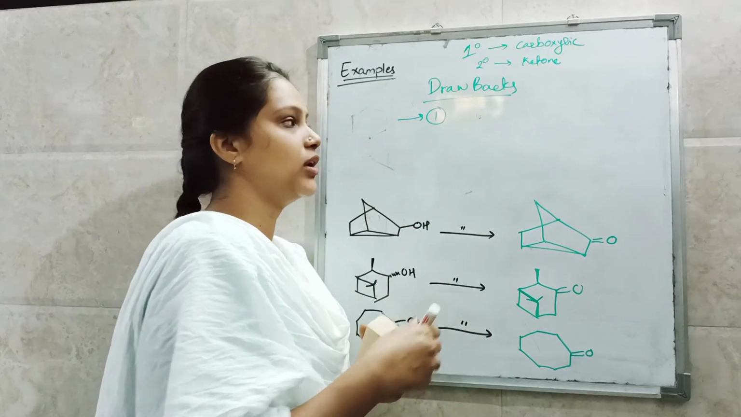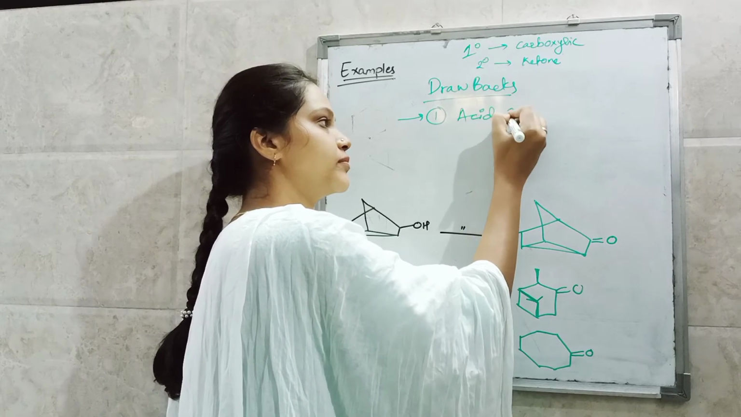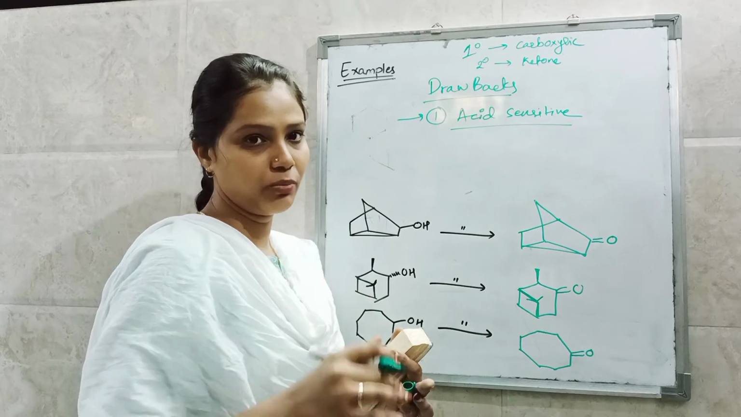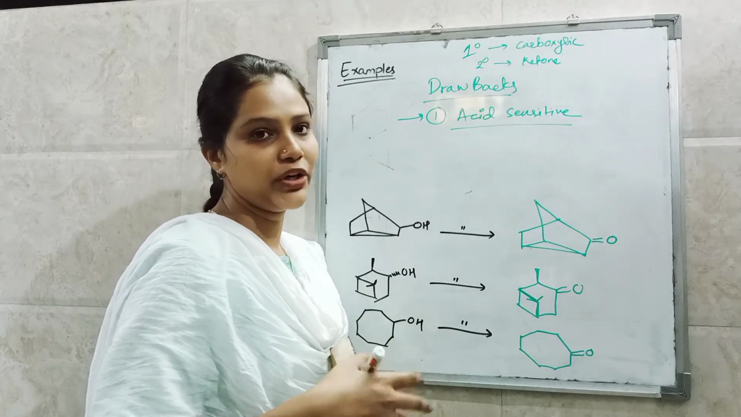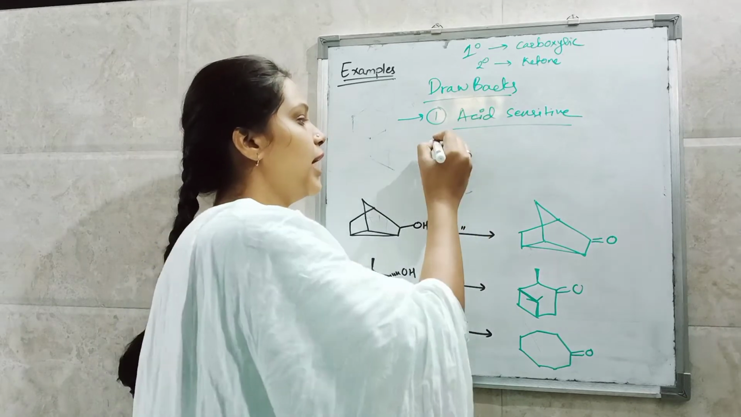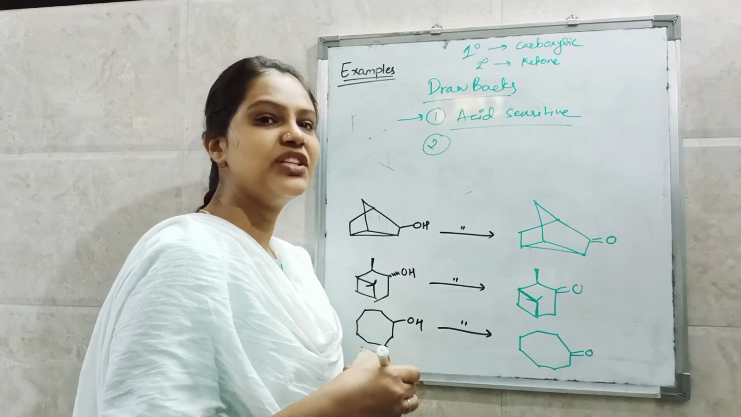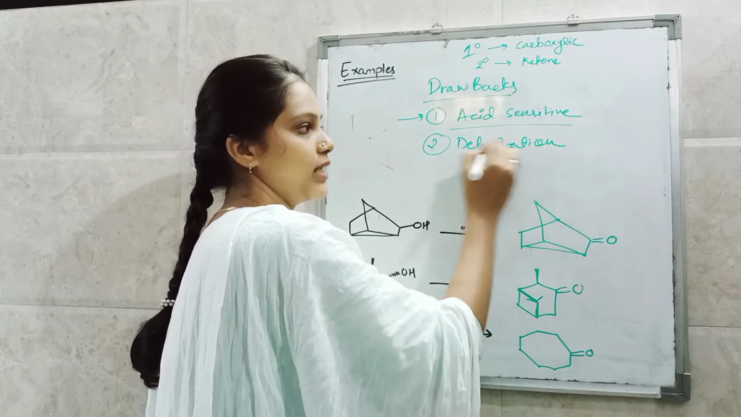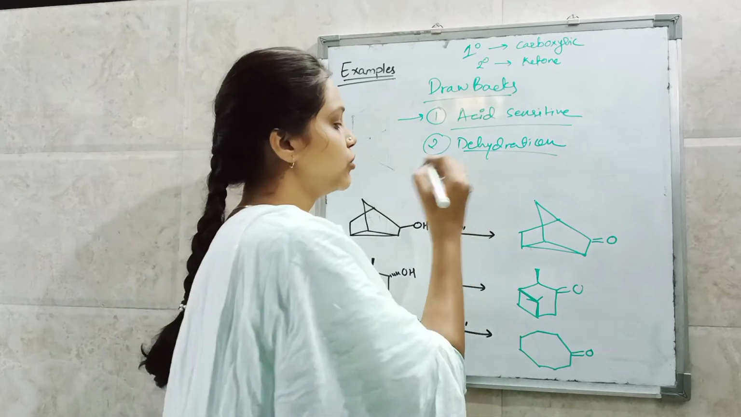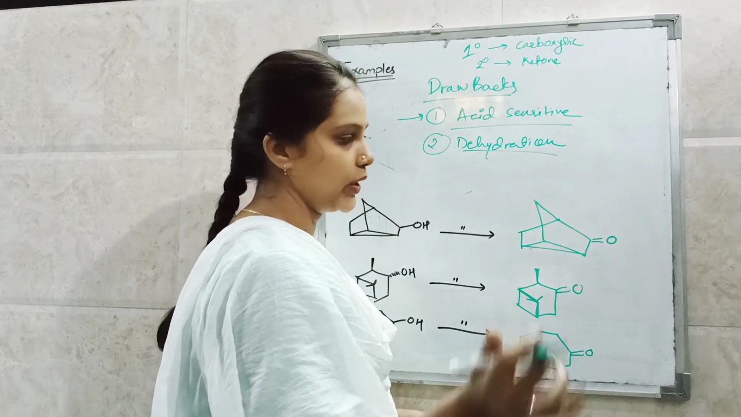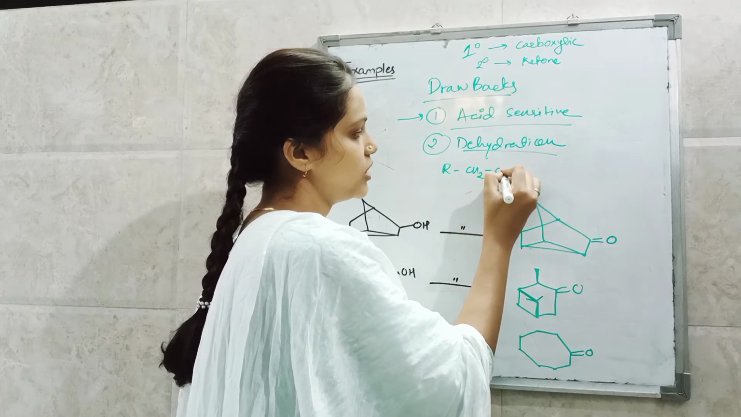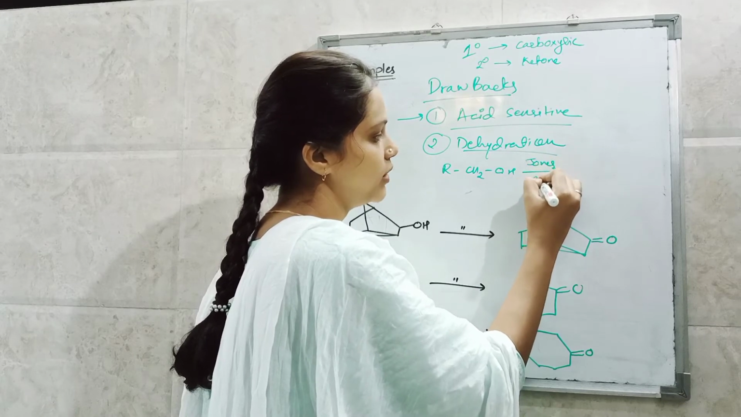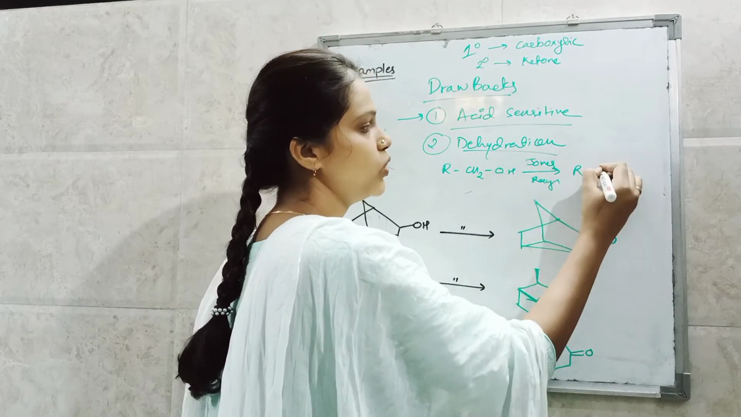So if you have an acid-sensitive group in your molecule, that type of compound cannot be oxidized by using Jones reagent. And what is the second drawback? The second drawback is that dehydration will take place, as you are using sulfuric acid, and sulfuric acid is a strong dehydrating agent, right? Suppose you are oxidizing alcohol, and this is your primary alcohol. If the primary alcohol is treated with Jones reagent, what will happen? It will convert it into COOH.